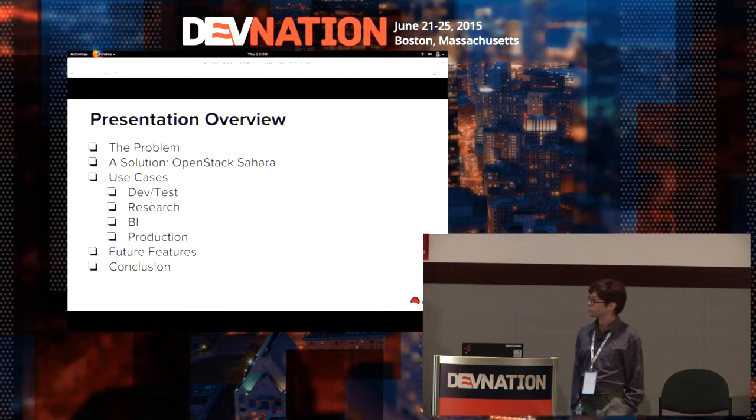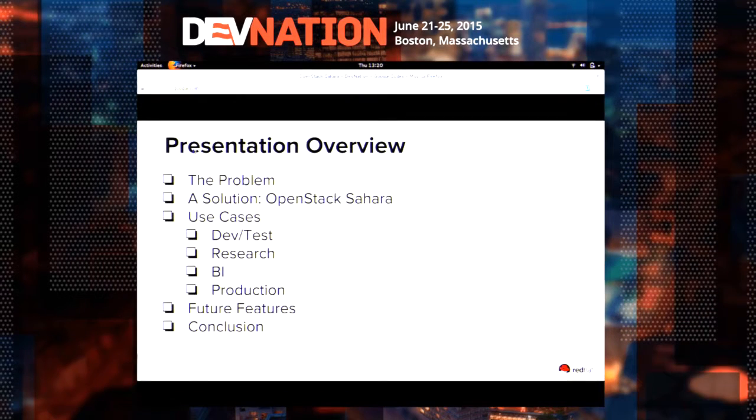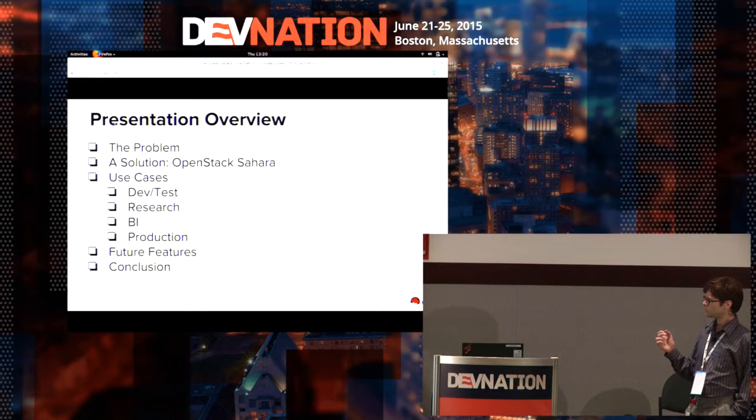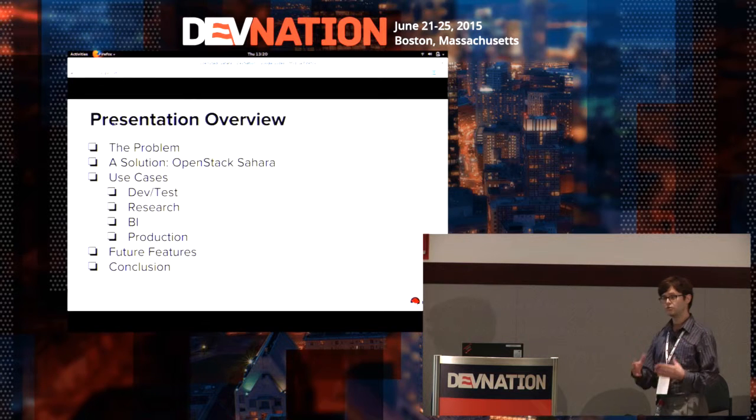This is just sort of where we're going. We're going to talk about what problem we're defining, then talk about Sahara. I was asked, what is Sahara and what are we all doing here? We will address that directly. And then the real meat of this presentation is going to be talking about what bits of Sahara to use to most successfully get the results you want within a number of different use cases. How to use it for dev test, how to use it for research, BI, production.